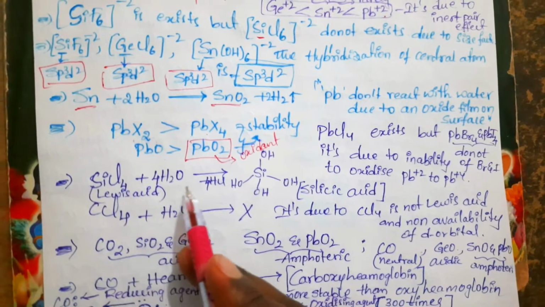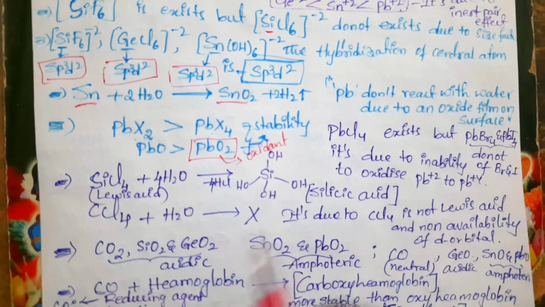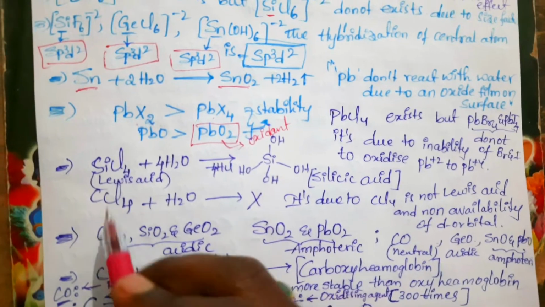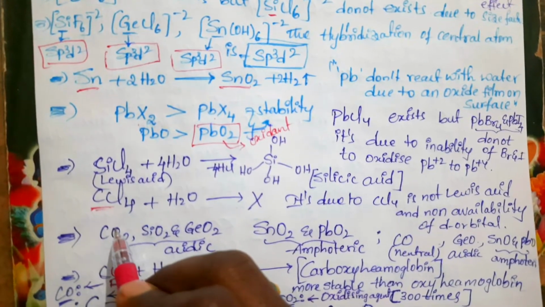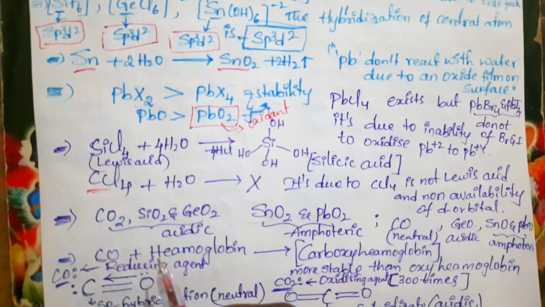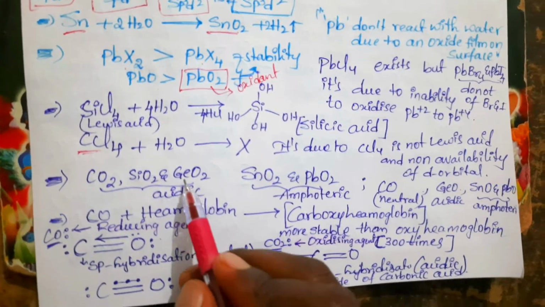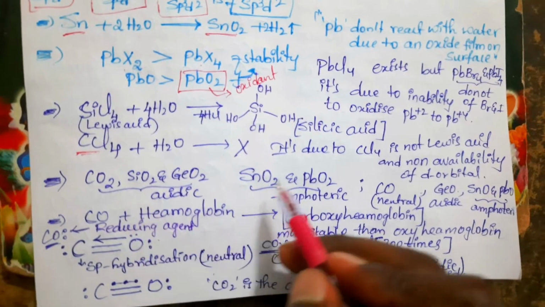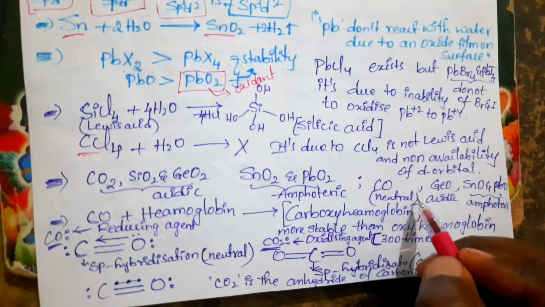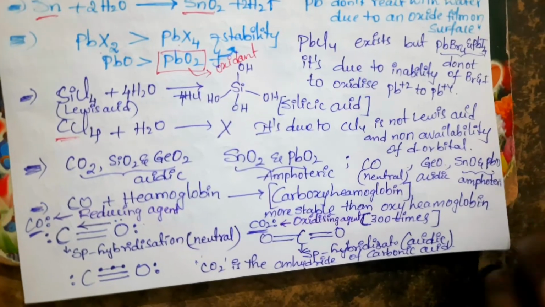Whenever silicon tetrachloride undergoes hydrolysis, we get silicic acid, Si(OH)4. It is called what? Silicic acid. Now carbon tetrachloride does not participate in hydrolysis because carbon does not have a vacant d orbital, so it will not accept a pair of electrons and will not act as a Lewis acid. If you take the oxides, carbon dioxide, silicon oxide and germanium oxide have acidic nature, but tin dioxide and lead dioxide have amphoteric nature. Carbon monoxide is a neutral oxide, germanium oxide is acidic, and SnO and PbO are amphoteric oxides.